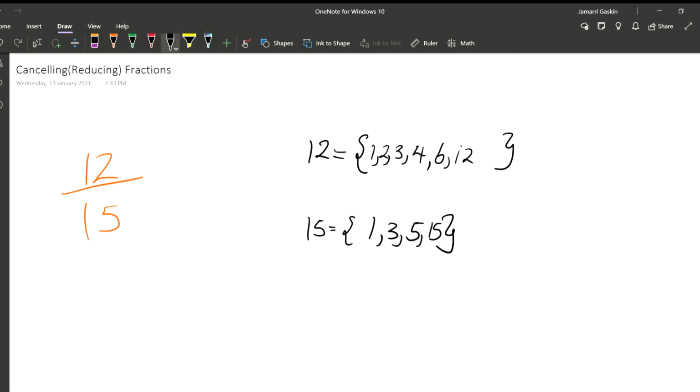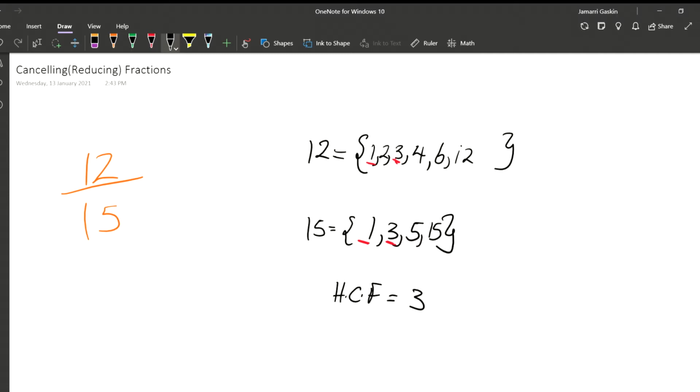Okay? Alright, so we have our factors for 12 and our factors for 15. We now look and see which factors are, well, common. So we have a 1 here and a 1 here. We have a 3 and a 3, and it seems like that's it. Okay? So our common factors are 1 and 3. So our HCF, or the highest common factor for 12 and 15, well, it's 3.